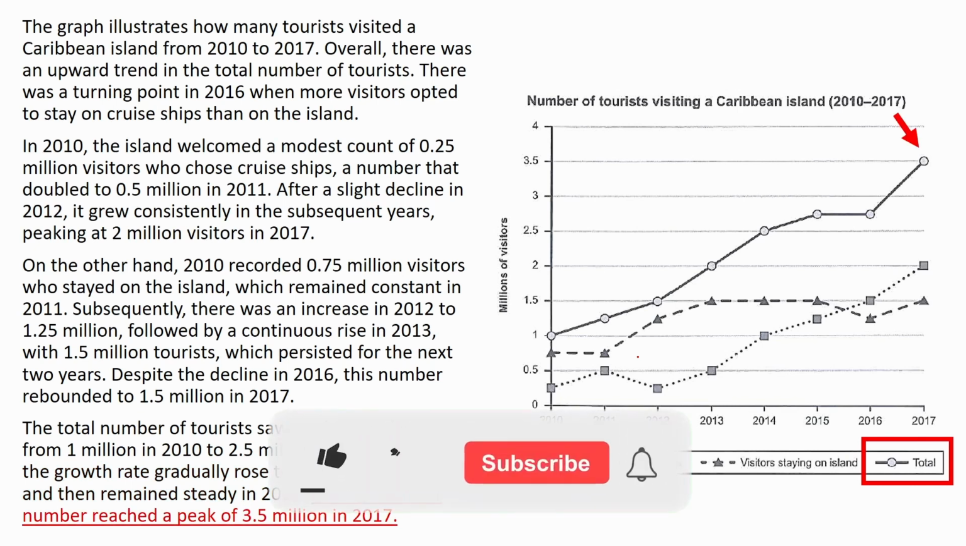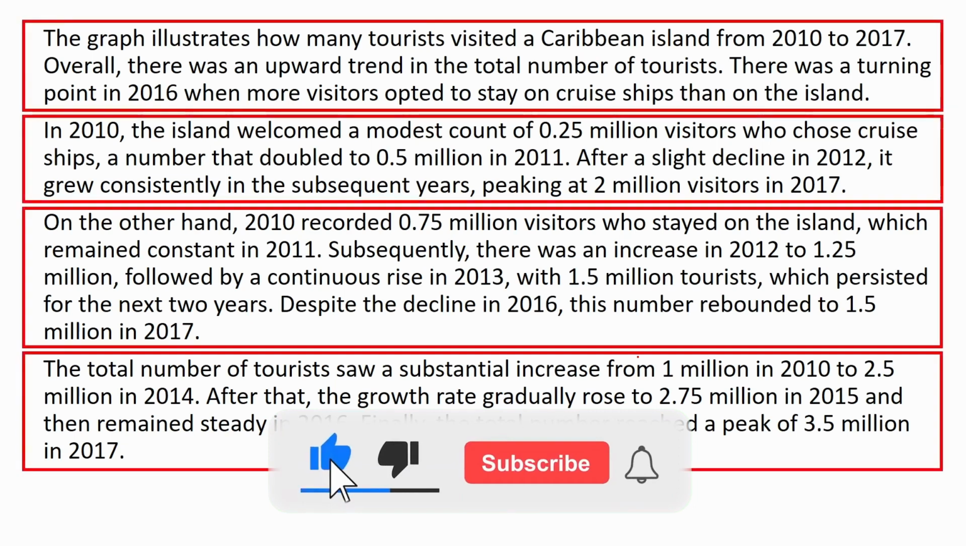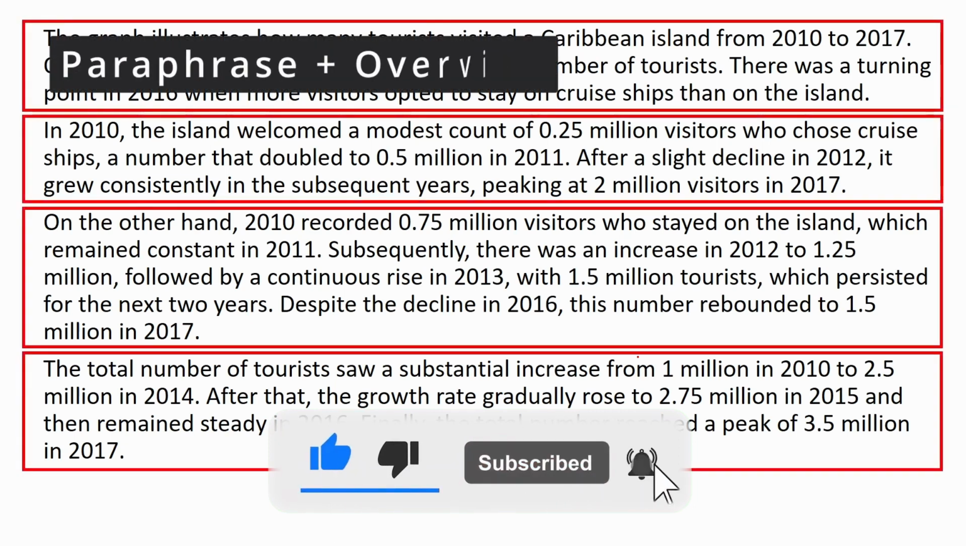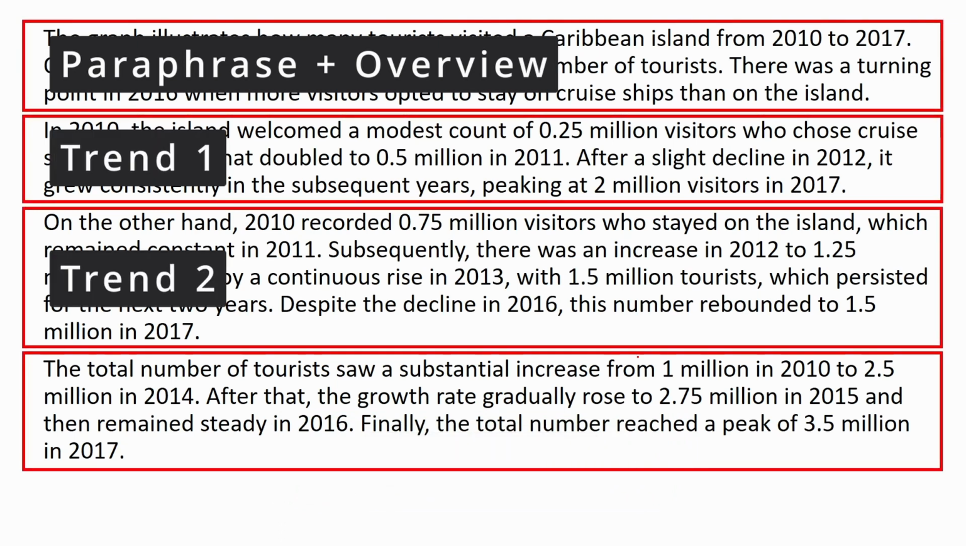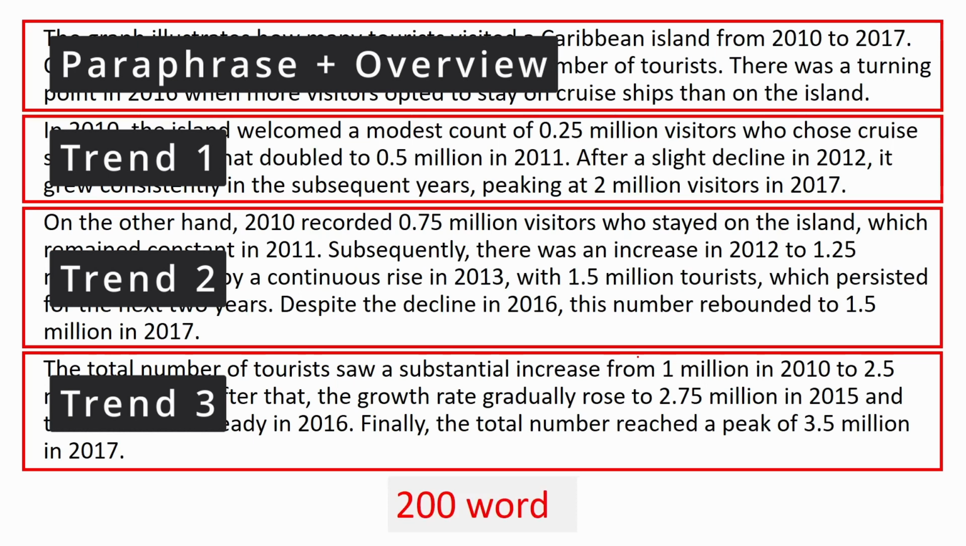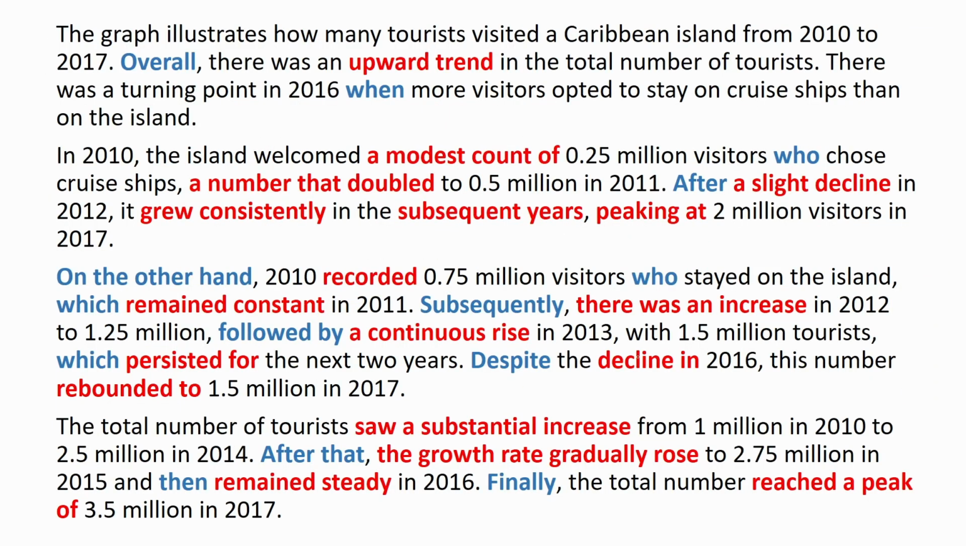I organized my essay in 4 paragraphs. In my introduction, I just paraphrased and wrote the overview. In the first body paragraph, I mentioned the first trend. In the second one, I described the second trend. And in the last paragraph, I described the third trend, and I wrote 200 words for this essay. In this slide, you can find the words that I used to describe the changes in red, and also the words that I used to connect my sentences in blue.